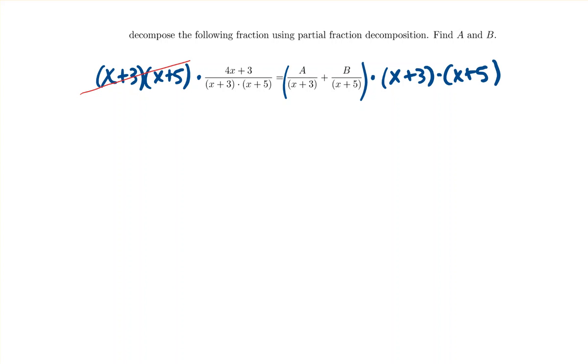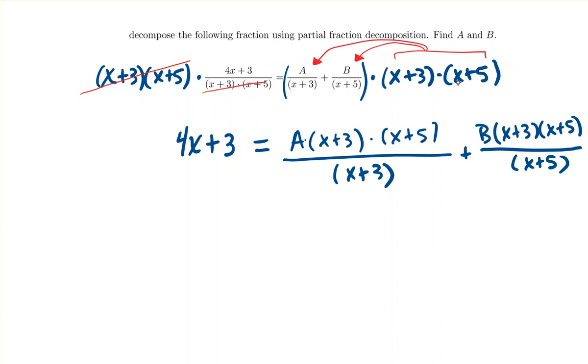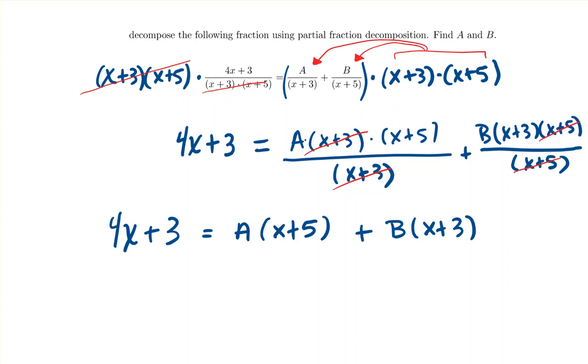On the left side, this cancels out completely, and we're just left with 4x plus 3 equals, and here both these terms are going to multiply throughout, so we would get the right side is equal to. Distributing this term to both fractions, we would get A times x plus 3 times x plus 5 all over x plus 3, plus B times x plus 3 times x plus 5 all over x plus 5. And here we see that the repeated terms cancel. So this would simplify to this.